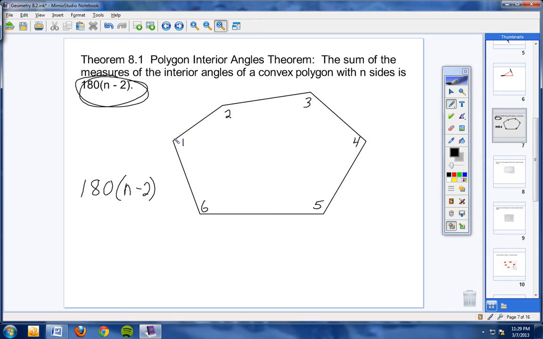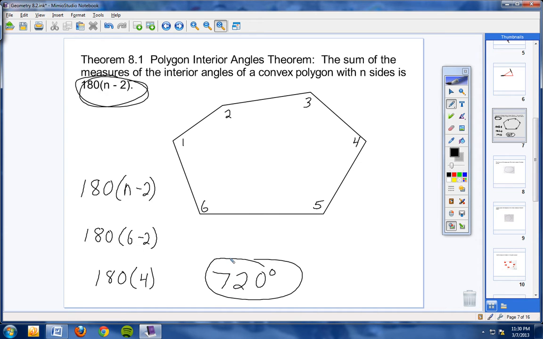Let's count the sides, shall we? Here's one side. There's the second side. There's the third side. There's the fourth side. There's the fifth side. And there's the sixth side. So, does everybody see how I have six sides? Everybody see that? Well, where the n is, I put a 6. So 180 parentheses 6 minus 2. Now everyone in the class should know that 6 minus 2 is 4. So now I have 180 times 4. And 180 times 4 is 720 degrees.